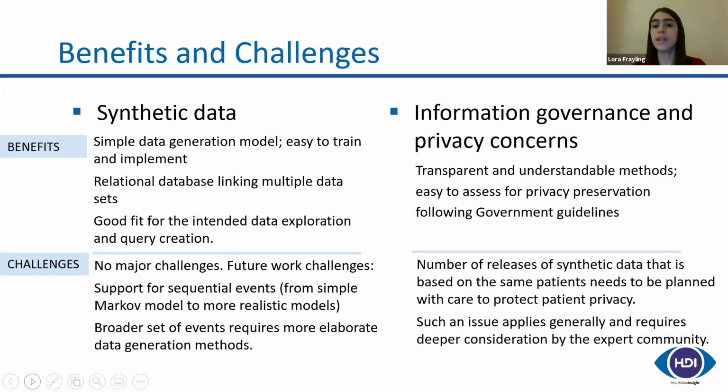In terms of information governance and privacy, because of the transparency of the method, it was easy to assess by the Public Health England guidelines for release. One thing that we need to keep in mind, though, is when we release further versions of the data set, if it's based on the same patients, then we need to be careful and ensure that we protect patient privacy. And this is generally an issue that would apply to most data generation methods, and I think would require deeper consideration by the community as a whole. Next slide, please.